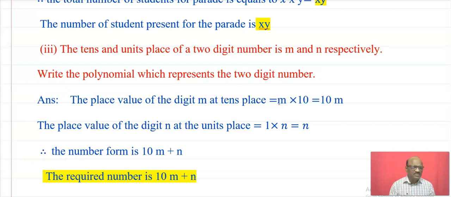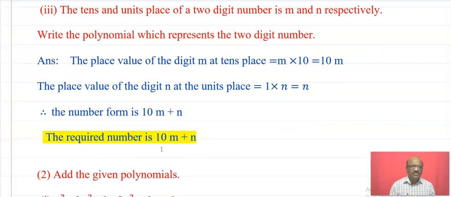The tens digit is m, therefore m into 10, that is 10m. The place value of the n at the unit place is 1 into n. That is, the place value of the tens digit is 10m, and the unit place will be n. And then addition of these two numbers, therefore the number form is 10m plus n, and this is the required number, which is 10m plus n.